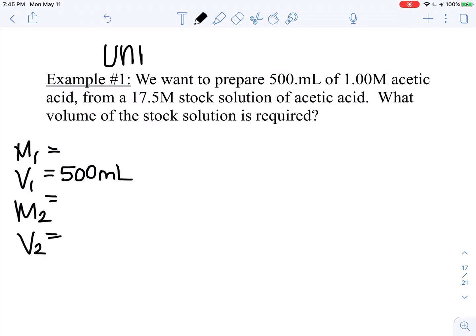So units must match. So there's lots of ways we can measure volume. We can measure it in milliliters, we can measure it in liters, we could even measure it in kiloliters.